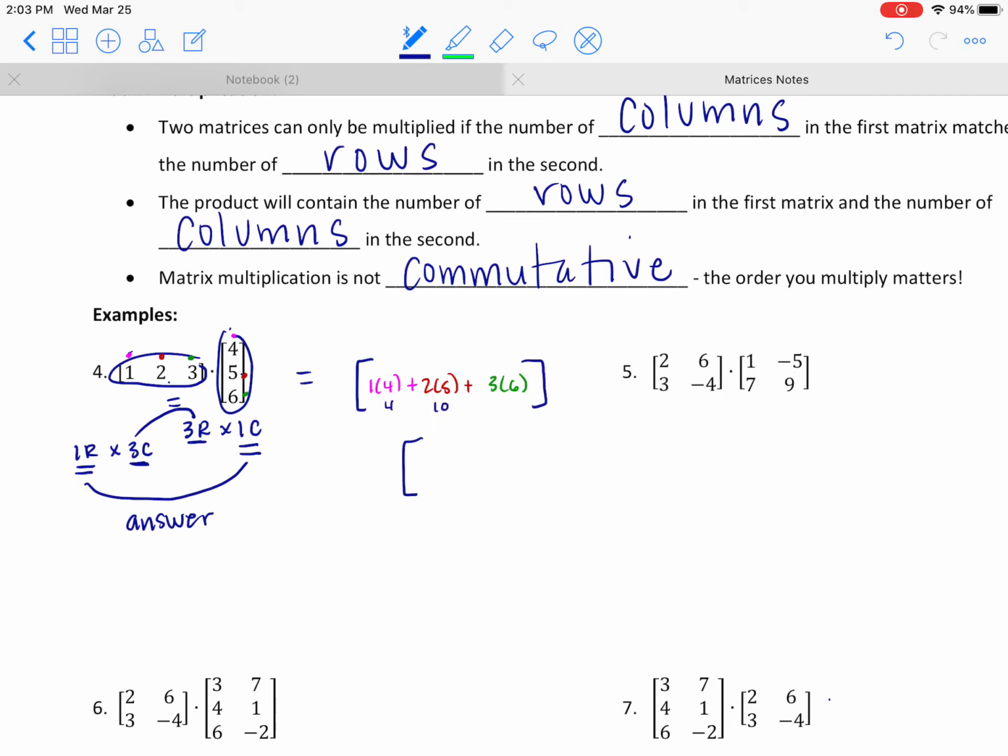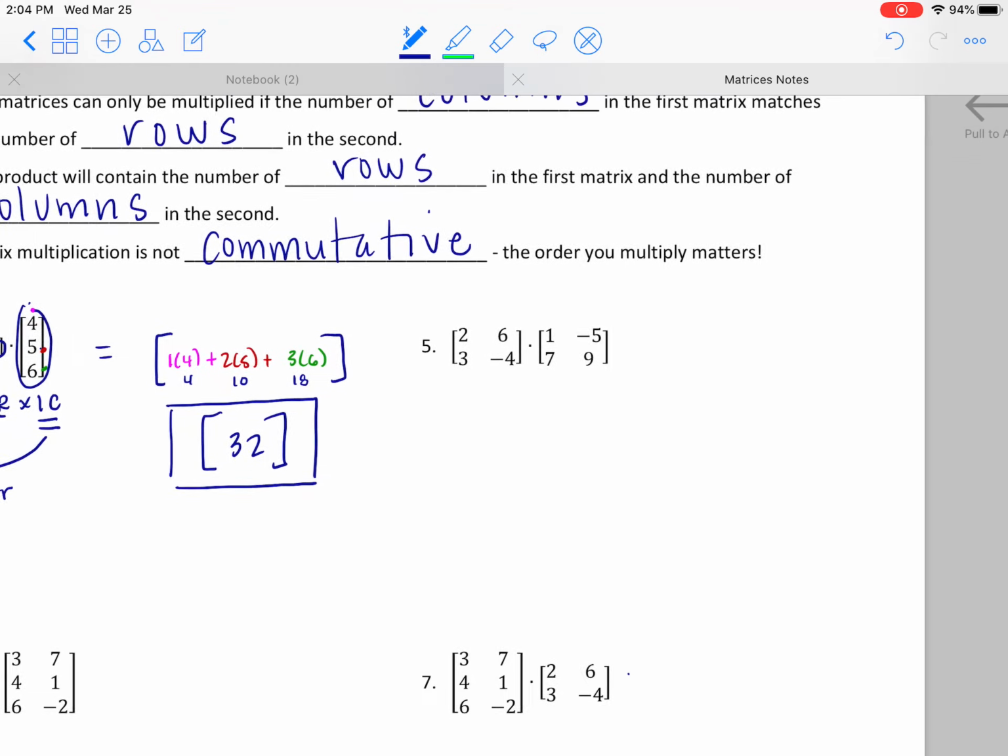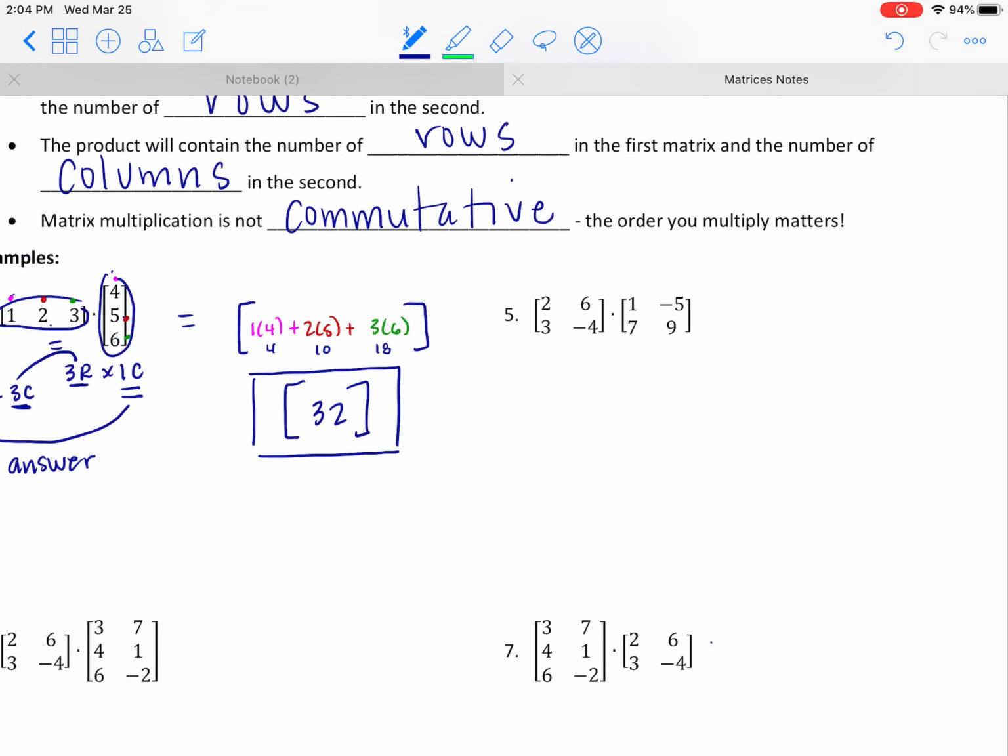So 1 times 4 is 4, 2 times 5 is 10, and 3 times 6 is 18. If we add 4 and 10, we have 14. 14 plus the 18 gives us 32 for that 1 entry. So the product of these two matrices is just 32. So a little complicated, and that was a rather simple example. You're going to see that this can get a little ugly. Let me show you with the next one, and I'll try to help you with the organizational piece.